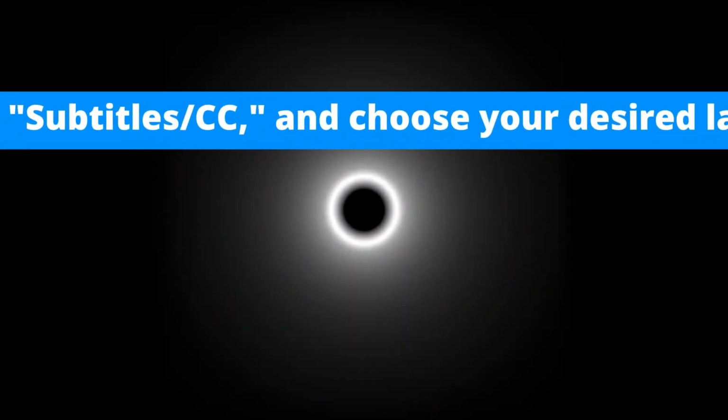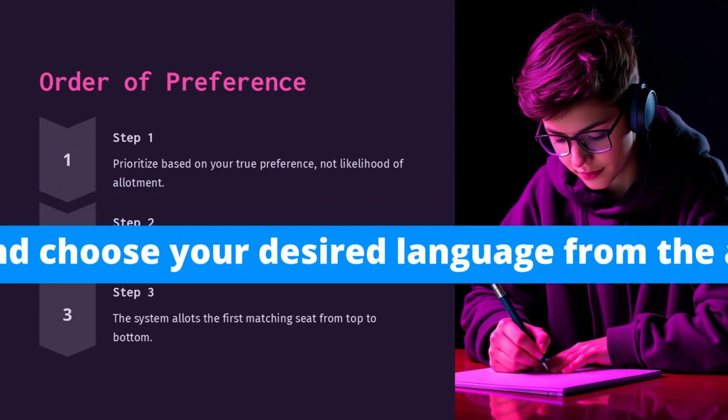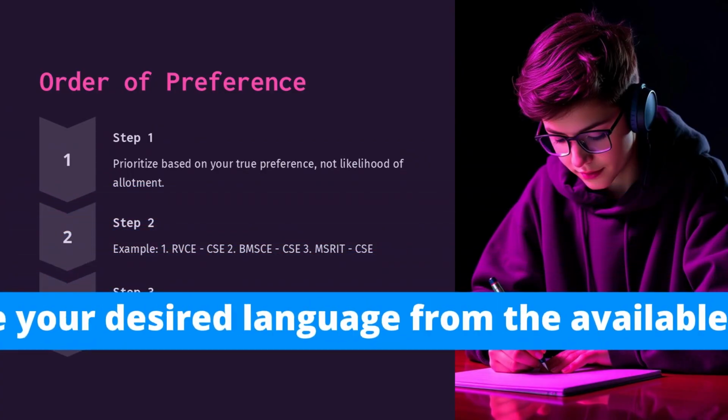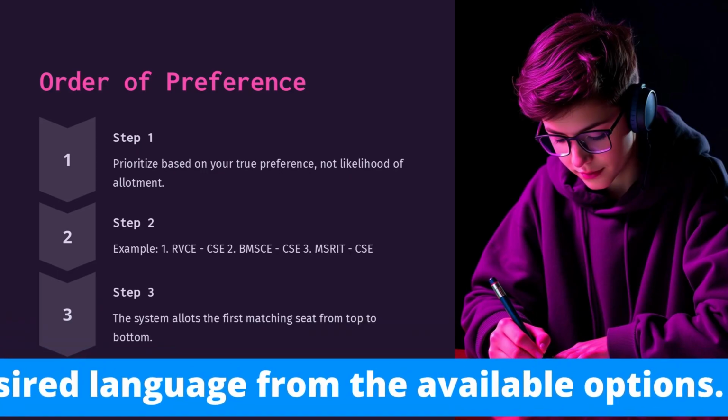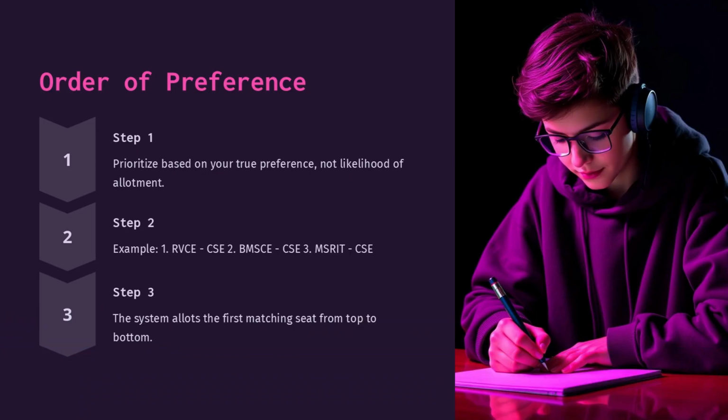3. Order of preference. Fill based on your priority, not based on chance of getting it. Example: 1. RVCE, CSE. 2. BMSCE, CSE. 3. MSRIT, CSE, and so on. The software will allot the first available option from the top of your list, so order matters a lot.